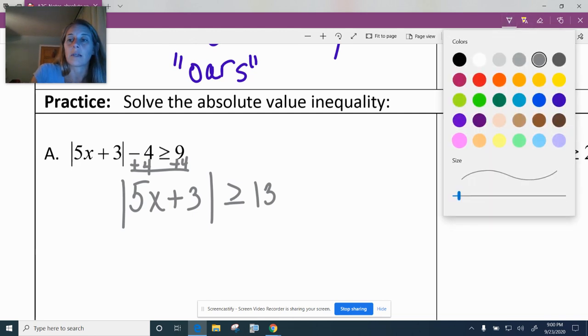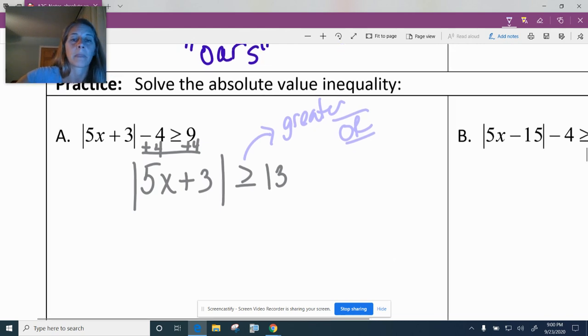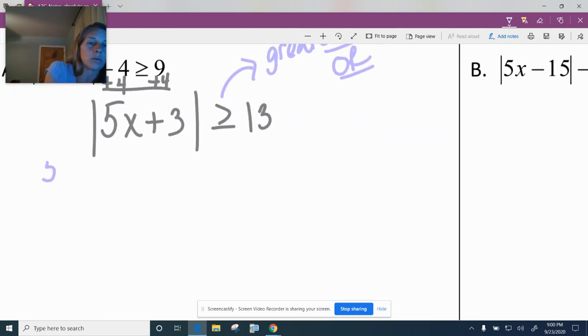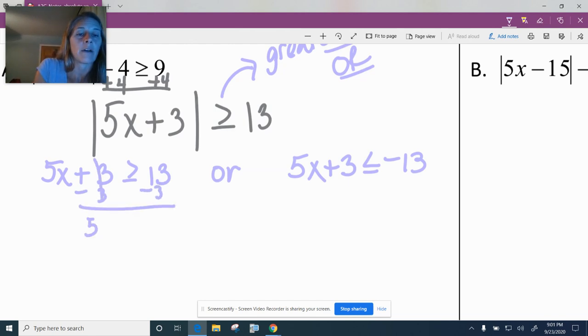And because this is a greater than, it's an or problem once again. Okay, so I'm going to write it the 2 ways. I'm going to do 5x plus 3 is greater than or equal to 13, or 5x plus 3 is, flip the sign, less than or equal to negative 13. So now we're solving. 5x is greater than or equal to 10. Divide by 5. X is greater than or equal to 2.